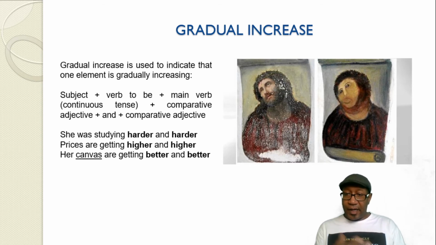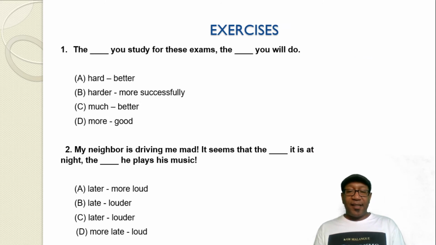And talking about canvases, you can see the picture of one canvas that actually is an old painting that was restored by one girl, but she didn't do a great job, as you can see. The older picture is more destroyed, and the newer picture is completely awful. And here we have an exercise to check if you understand these structures, right?